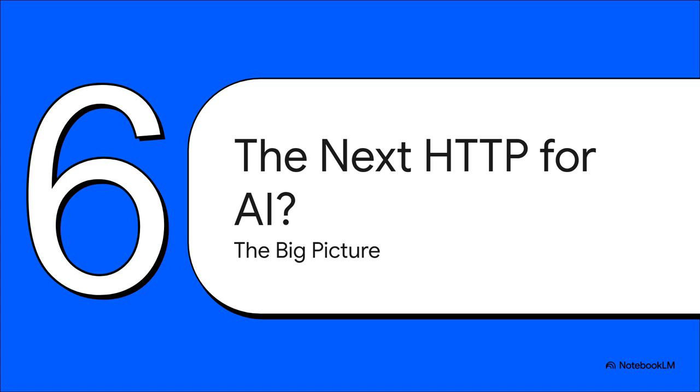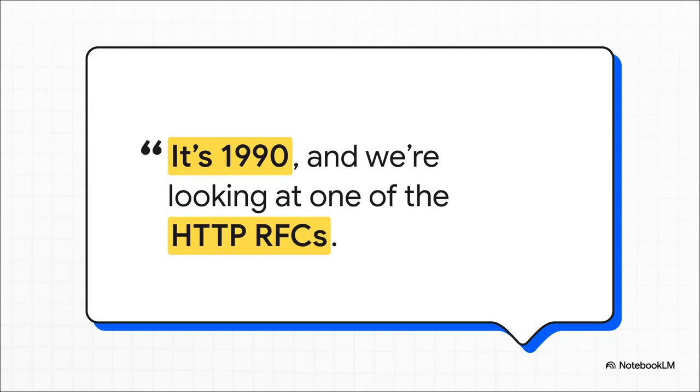So let's zoom out and look at the big picture here. The author of the post we're drawing from really nails it with this quote. He says that using MCP today feels like you've time traveled back to 1990 and you're reading one of the first design documents for HTTP. It was clunky, it was hard to use, it was missing a ton of features we couldn't live without today, but the core potential was there, and it ended up becoming the backbone of the entire web.